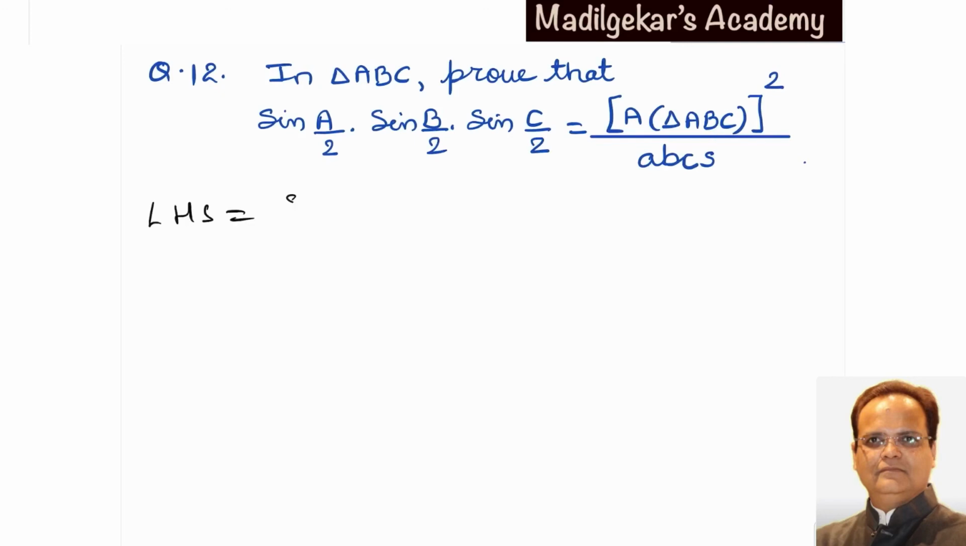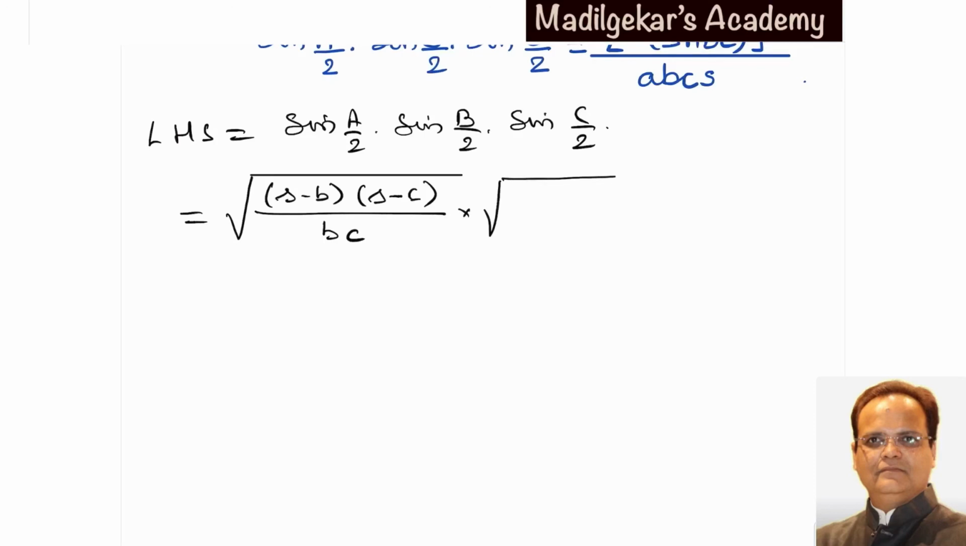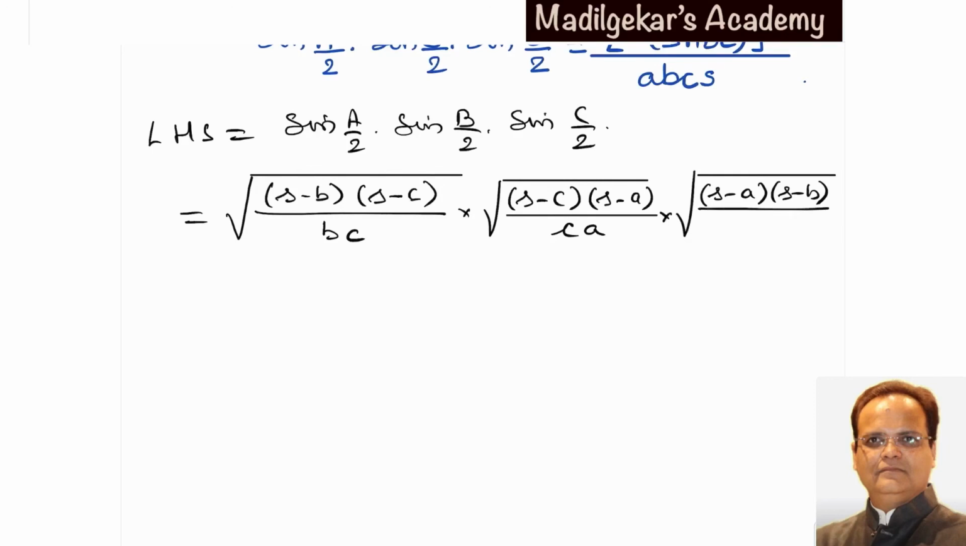So LHS is sine A by 2 into sine B by 2 into sine C by 2. Sine A by 2 is square root of S minus B, S minus C upon BC. Sine B by 2 is S minus C, S minus A upon CA. Sine C by 2 will be S minus A, S minus B upon AB.